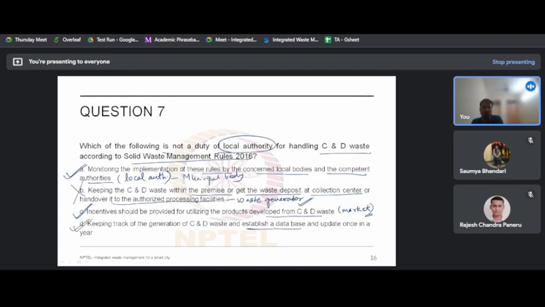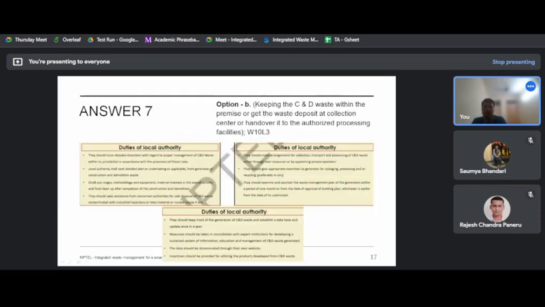So here we are talking about which is not a duty. So A, C, and D are duties, and B is not the duty. So the correct answer is option B here. B is not a duty, but it is the correct answer. B is the duty of the waste generator. This should be remembered. So keeping the C&D waste within the premise or get the waste deposited at the collection center or hand it over to the authorized processing facilities.